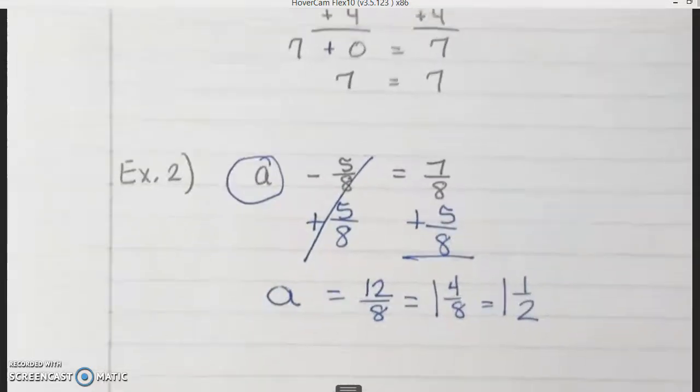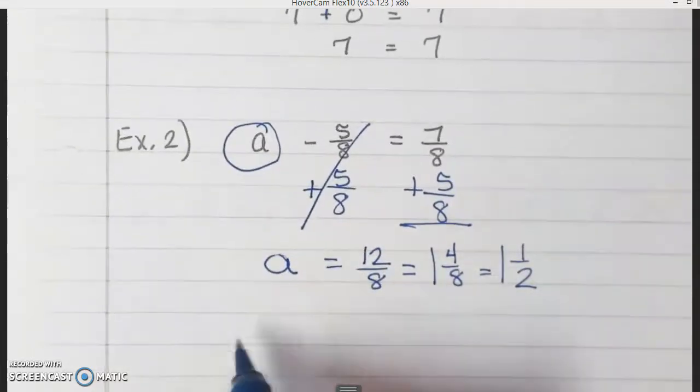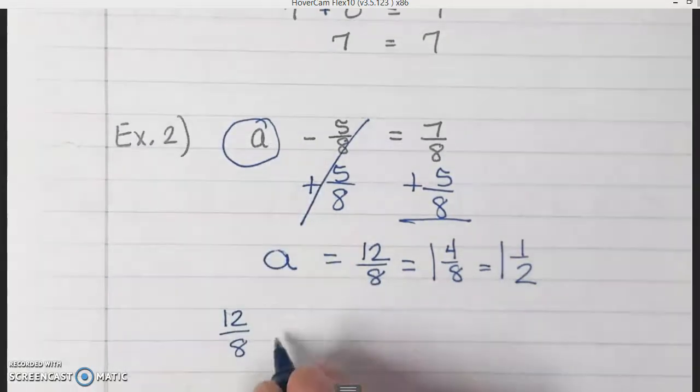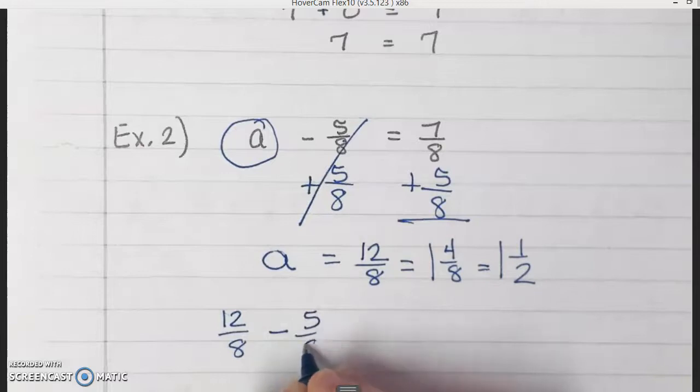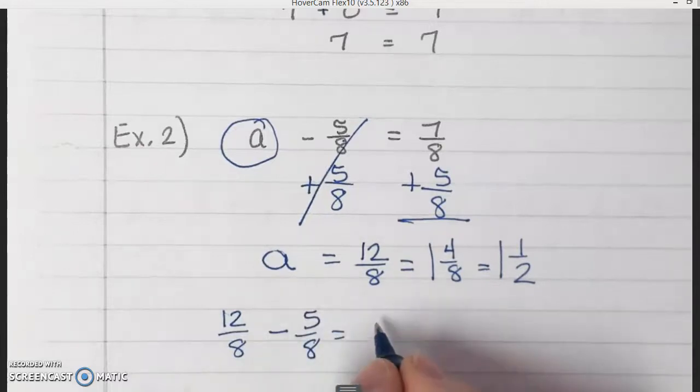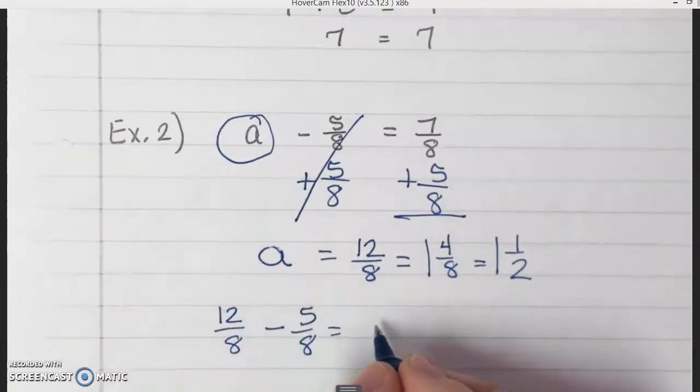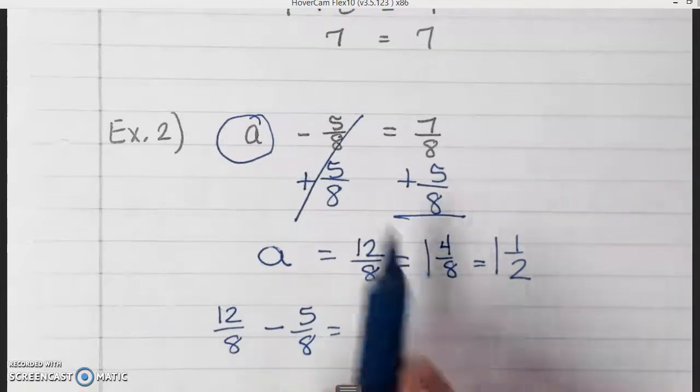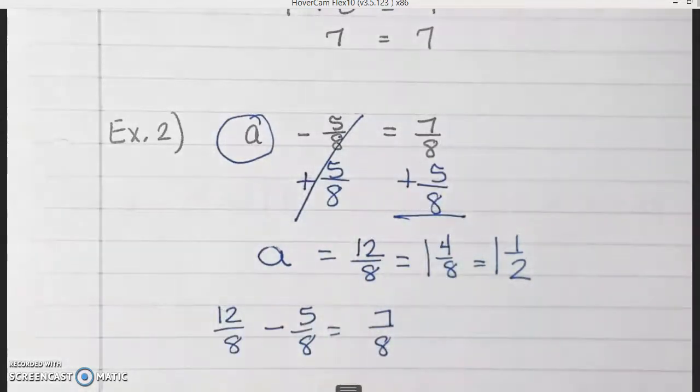And just for the sake of checking it, if I use that 12/8 where A is, right here, and I subtracted 5/8, what do I end up with? 12 minus 5 is 7/8. So it works. Any questions there?